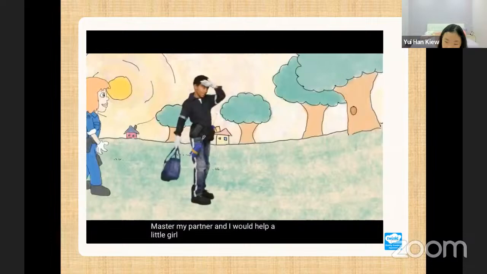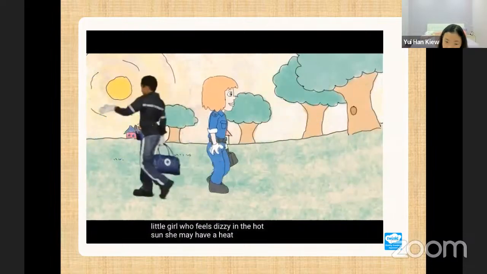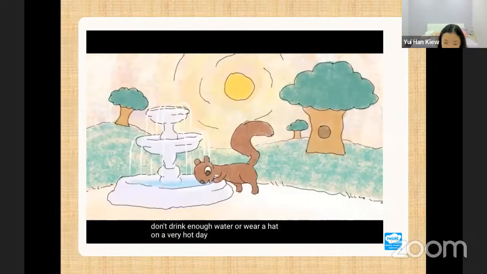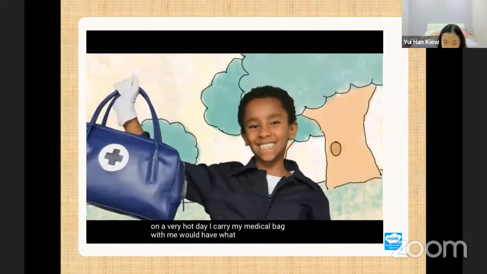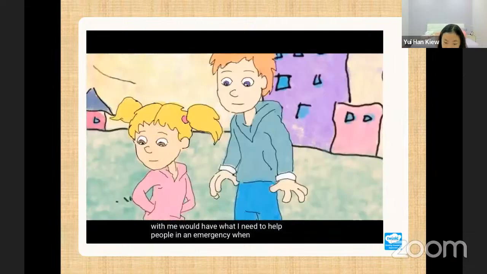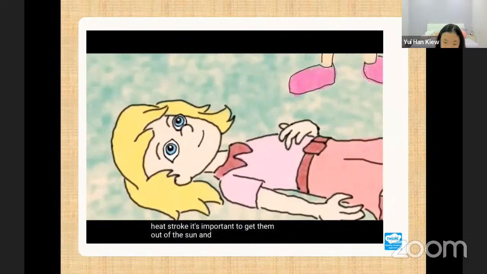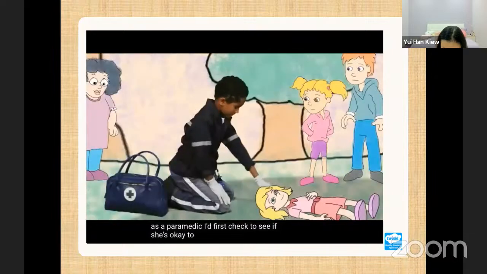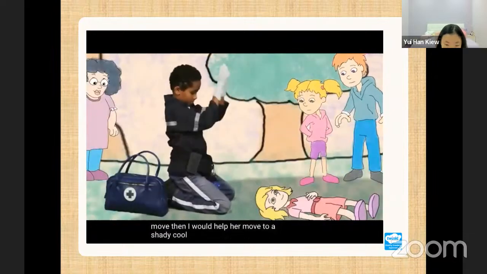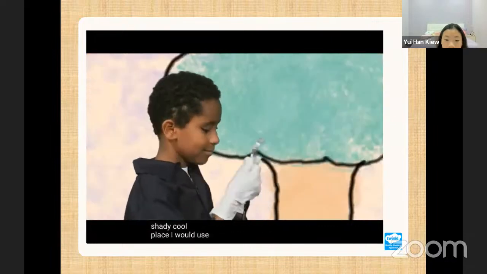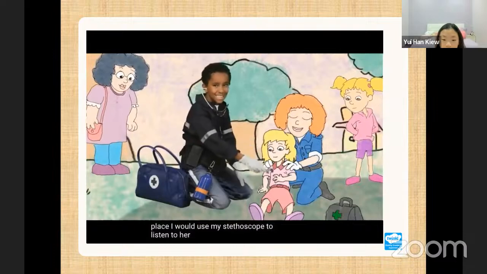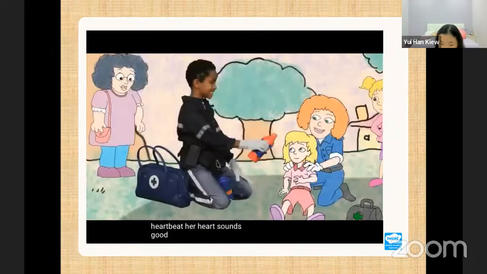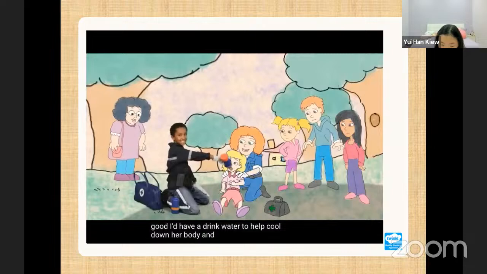My partner and I would help a little girl who feels dizzy in the hot sun. She may have a heat stroke. Heat stroke could happen if you don't drink enough water or wear a hat on a very hot day. I carry my medical bag with me. It would have what I need to help people in an emergency. When someone has heat stroke, it's important to get them out of the sun and the heat right away. As a paramedic, I'd first check to see if she's okay to move. Then I would help her move to a shady, cool place. I would use my stethoscope to listen to her heartbeat. Her heart sounds good. I'd have her drink water to help cool down her body and keep her hydrated.